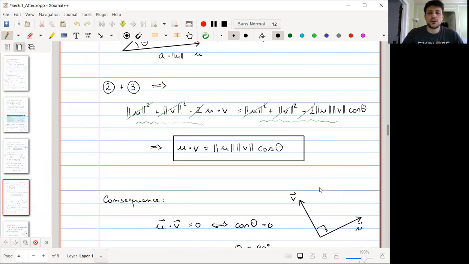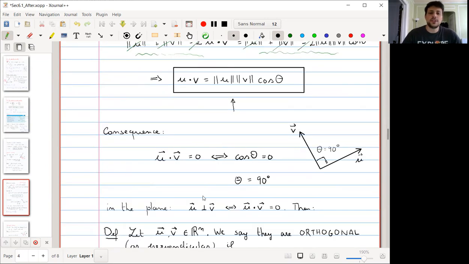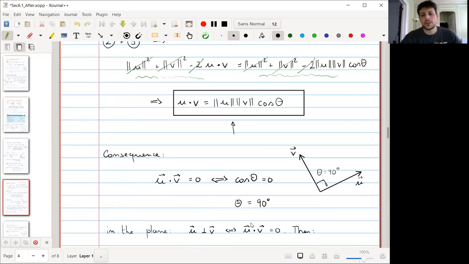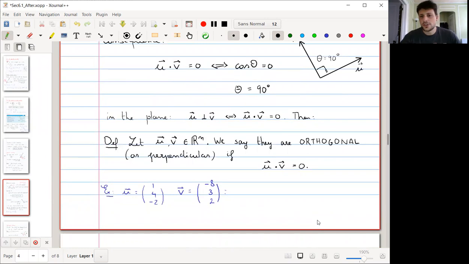A simple consequence of this fact is that when the two vectors are perpendicular, perpendicular means that the angle between them is equal to 90 degrees. In other words, its cosine is equal to 0 because the cosine of 90 degrees is 0. And that's equivalent to saying by this formula up here that the dot product is equal to 0. So what we have in the plane is that two vectors are perpendicular if and only if their dot product is equal to 0. This is going to be our definition of perpendicular for the rest of the class.